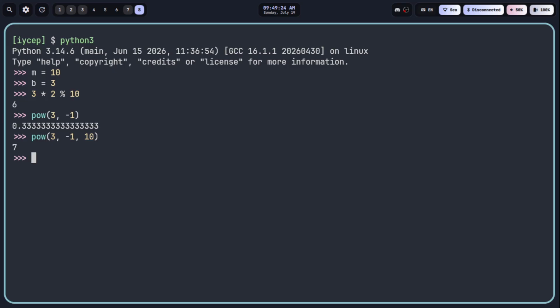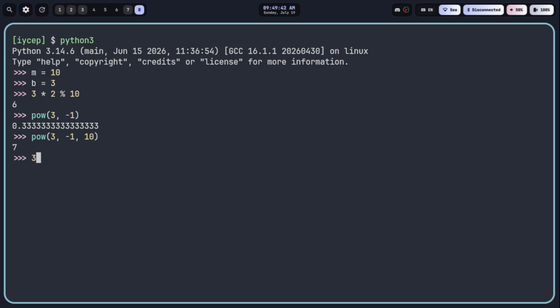Correct. 3 times 7 is 21, mod 10 is 1. So in this case, 7 is the number that is 3 inverse. So one question I'd like to ask is that since 7 is the inverse, is there any other number, not from 0 to 10, that's also a valid inverse?